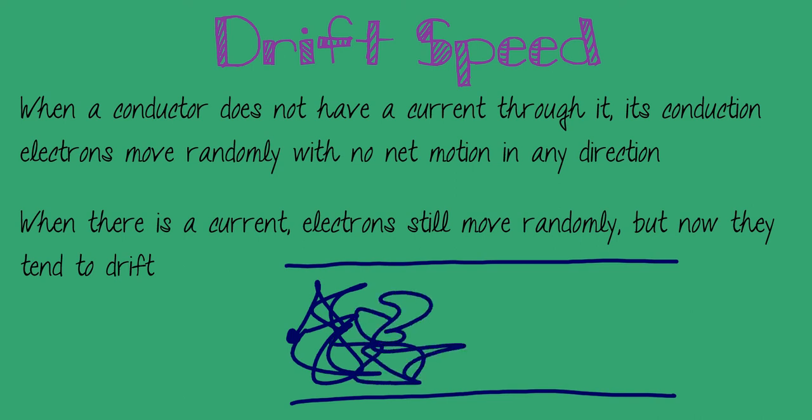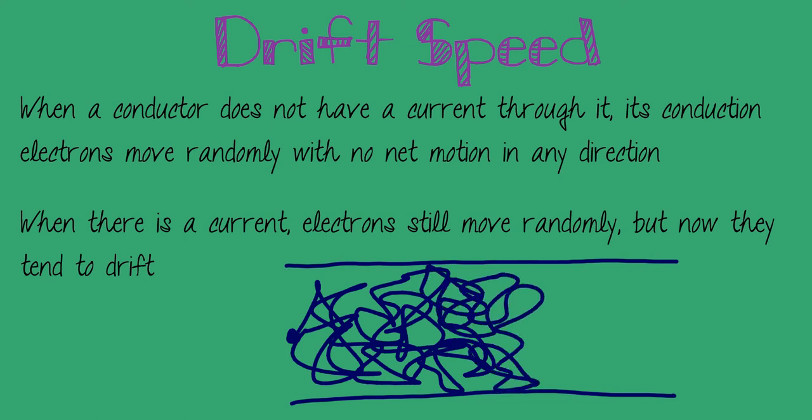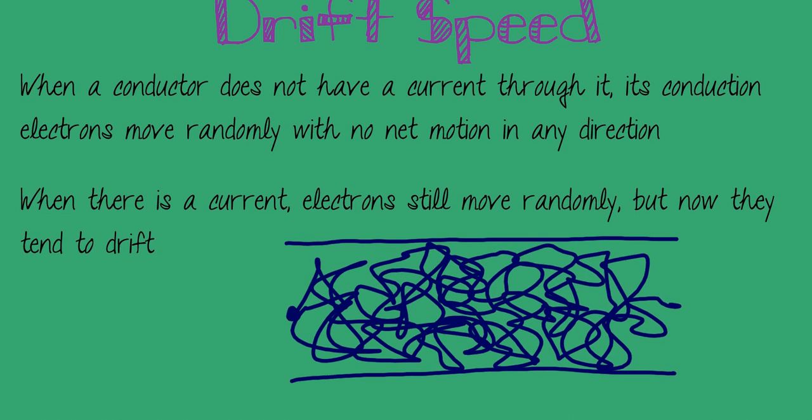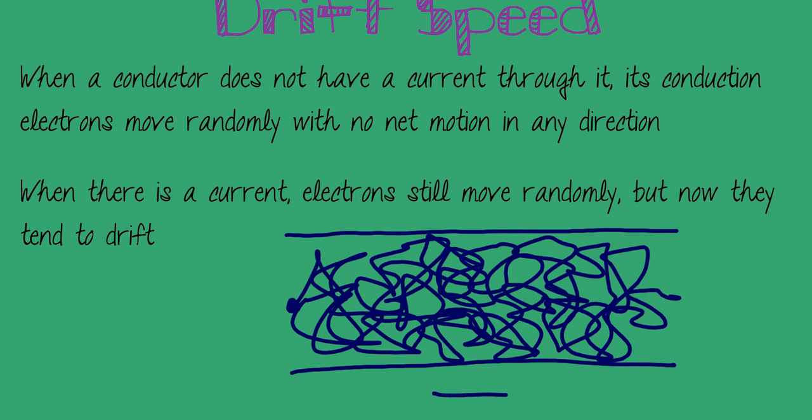So notice that it's really not moving in a straight line. That comes from the fact that it's seeing all kinds of forces from all of the other things in this material, lots of other conduction electrons and atoms. However, it did eventually get from the left-hand side to the right-hand side. So it has what we call a drift velocity or drift speed, moving to the right just in general.